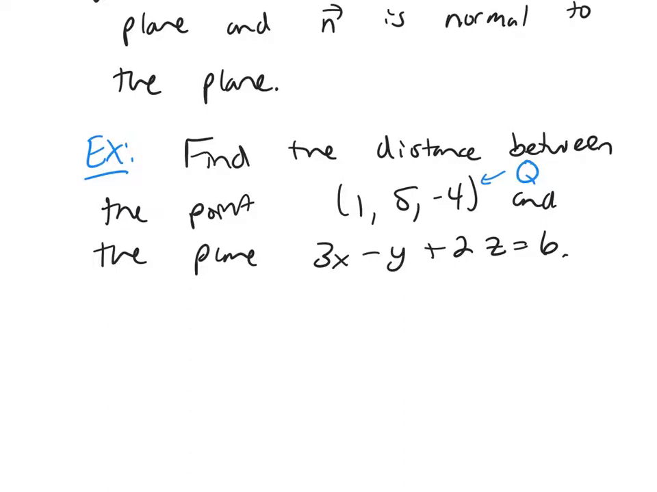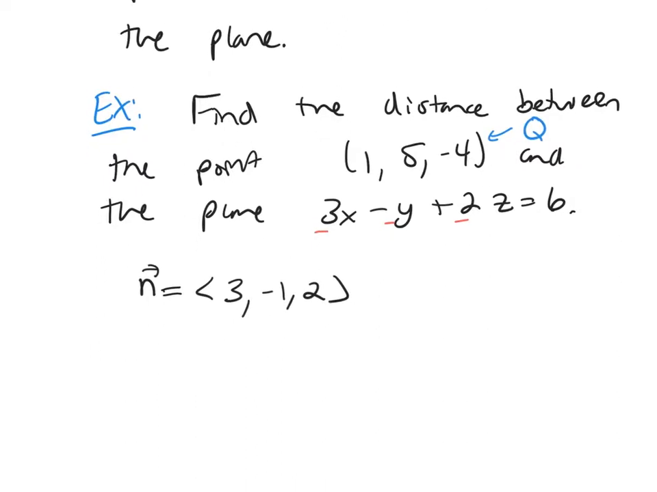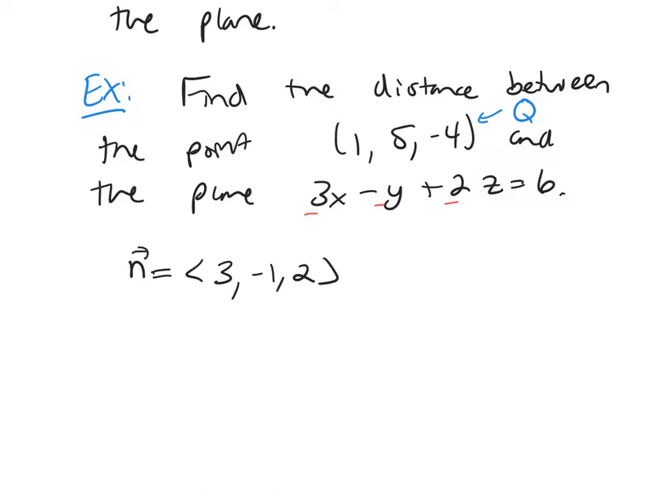Okay. I need a normal vector to my plane. So remember, one way you can find this, take your coefficients in front of your variables. So (3, -1, 2). And I also need a point on the plane.